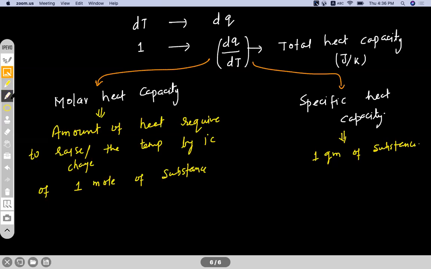The notation: molar heat capacity is usually represented by a small c, while specific heat capacity is represented by S or capital C. The unit of molar heat capacity is joule per mole Kelvin. With this unit, you will understand whether molar heat capacity or specific heat capacity is given. The unit for specific heat capacity would be joule per gram Kelvin.